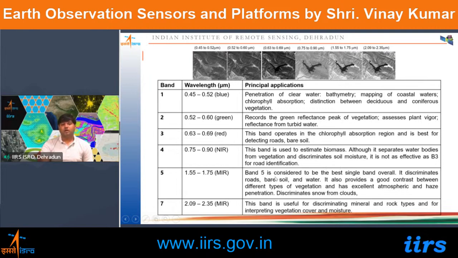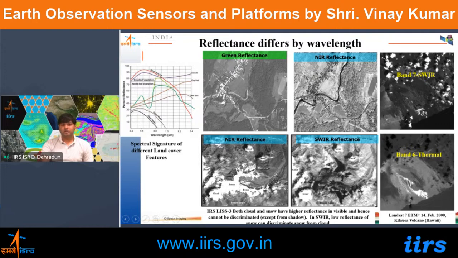Mid infrared or short wave infrared is actually considered the best single band for discriminating most of the features, and the longer mid infrared band is useful for discriminating mineral and rock types and for interpreting vegetation cover and moisture. Now you can see reflectance differs by wavelength. You can see this particular area with green reflectance. Here vegetation is appearing darker and the urban features are brighter. But when we have to differentiate between water and vegetation, you can see water is appearing clearly dark and vegetation is appearing brighter.